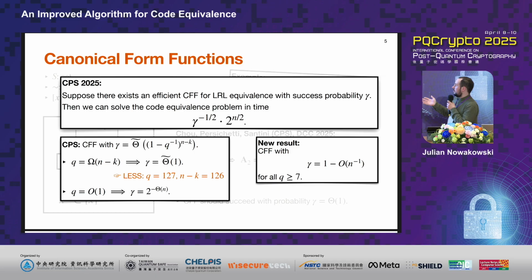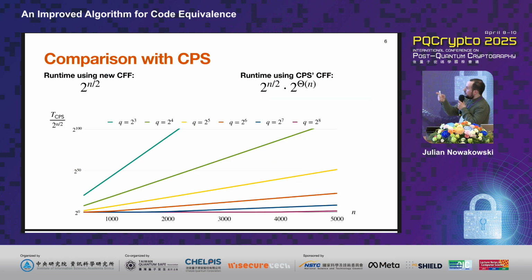And if you take the new canonical form function instead, which has success probability basically 1, then you can forget about this gamma term, right? That's just 1. And we truly end up with an algorithm that has runtime 2 to the n half. So like I said, with the new canonical form function, we really obtain runtime 2 to the n half, whereas with CPS, you might end up with something that is exponentially larger, provided that q doesn't grow with n. And we plot here the runtime again for various fixed values of q. And the theory tells us already, if q is fixed, we're always going to be exponentially larger.